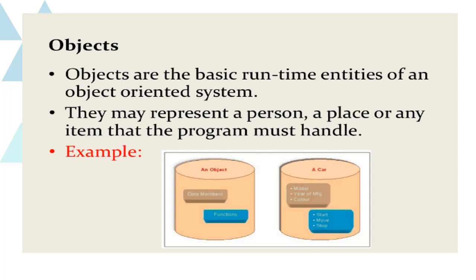Say, for example, I define here an object which consists of data members and member functions. The object I define here is a car. A car has data members. For example, it has a model number, year of manufacture, and color of that particular car. That comes under data members. And if I consider member functions, then they are start, move and stop.